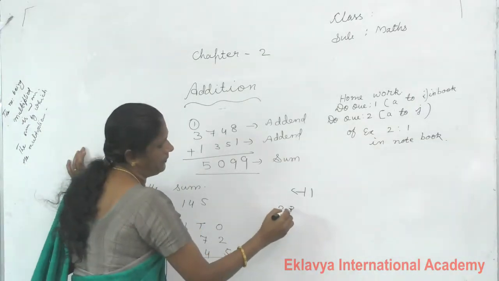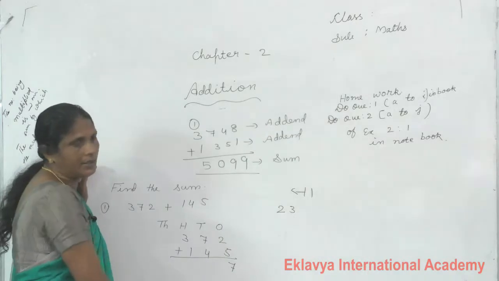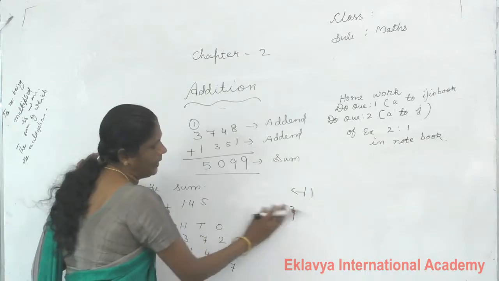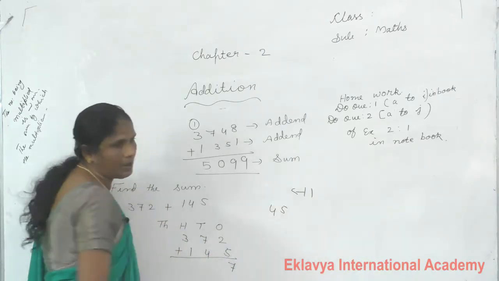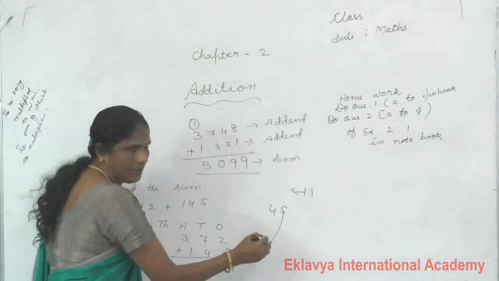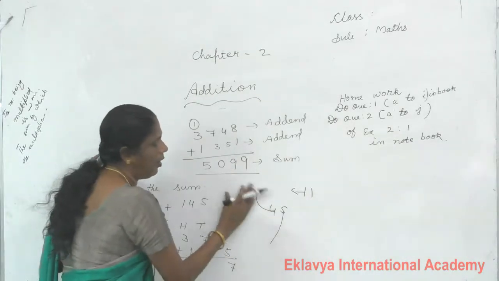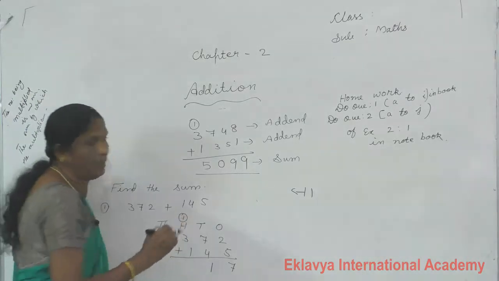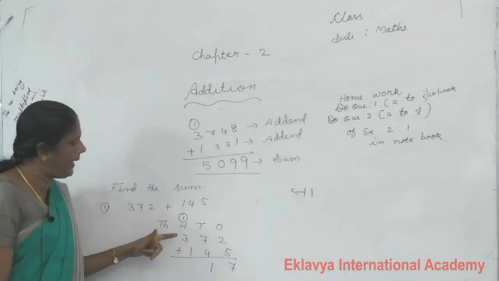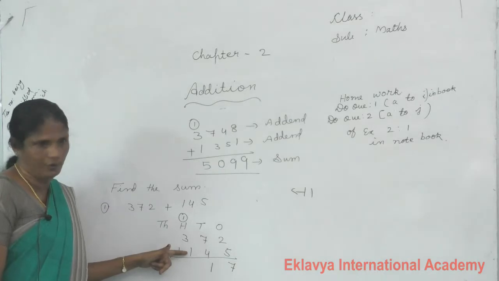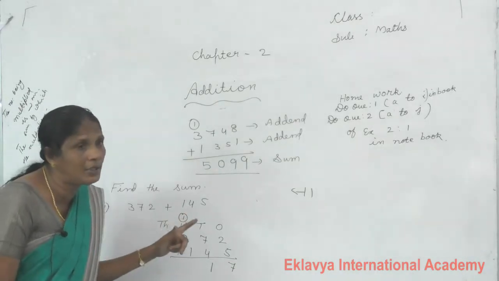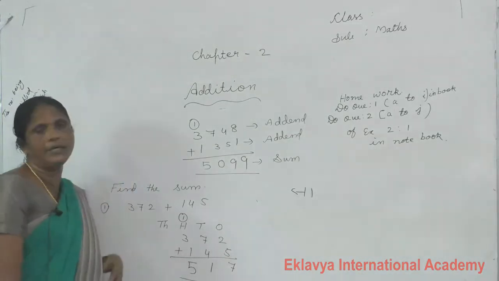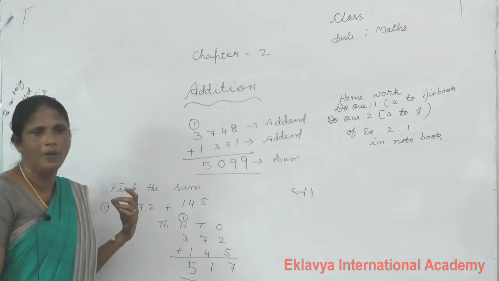Then 23. Which digit comes in our answer? 3 comes in our answer. Then 2 goes to carry over. Then 45. Which number comes in? 5 comes in the answer. Then 4 goes to carry over. Here 1 comes in the answer. Then 1 goes to carry over. Then first you add 3 plus 1, 4. 4 plus, you take the carry over also, 4 plus 1, 5. Our answer is 517. Understand?